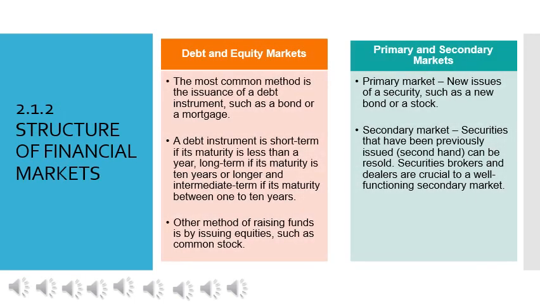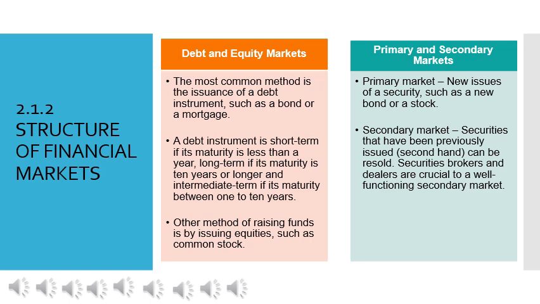Next, we look to structure of financial markets. First is debt and equity markets. The most common method is the issuance of a debt instrument such as a bond or a mortgage. A debt instrument is short-term if its maturity is less than a year, long-term if its maturity is 10 years or longer, and intermediate term if its maturity is between 1 to 10 years.